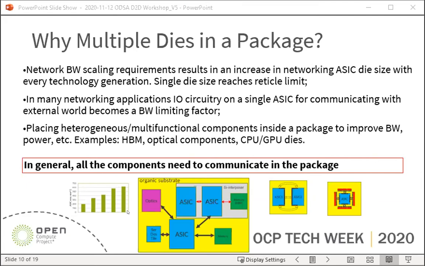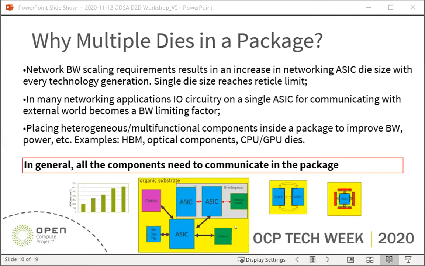And the third one is that there is also a requirement, mostly driven by the need to improve bandwidth and power, to put multiple heterogeneous and multifunctional components inside one package. Examples could be HBM memory components, optical components, and CPU and GPU dies together. In general, all these components need to communicate inside the package.